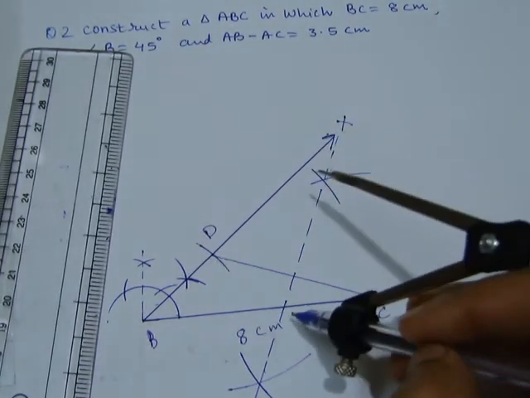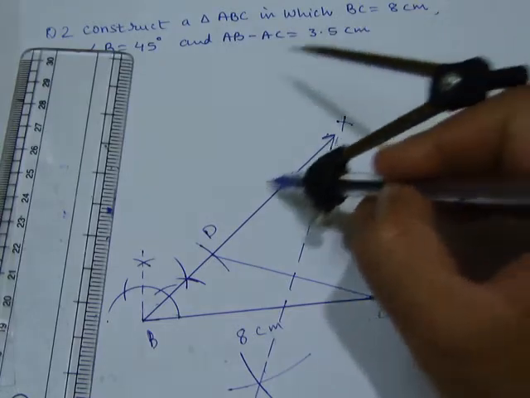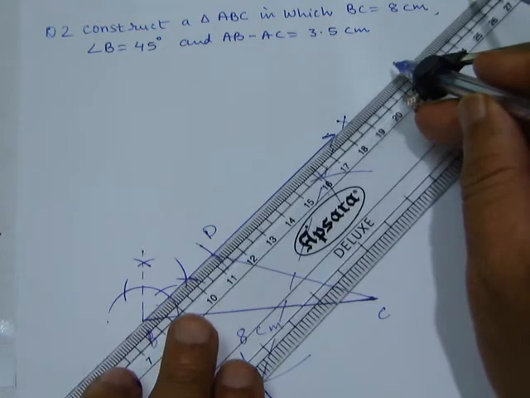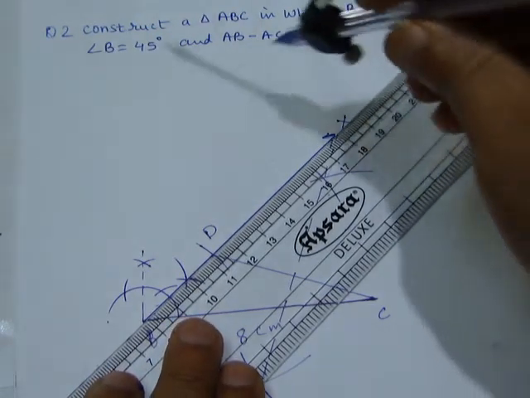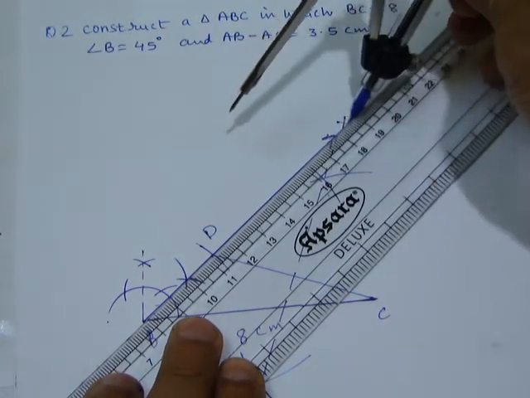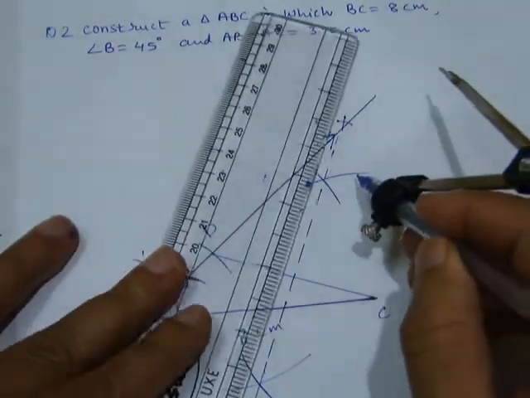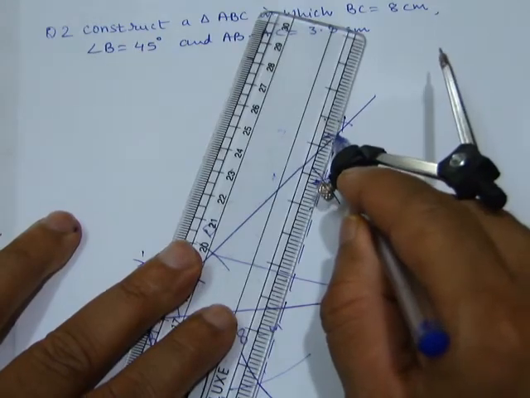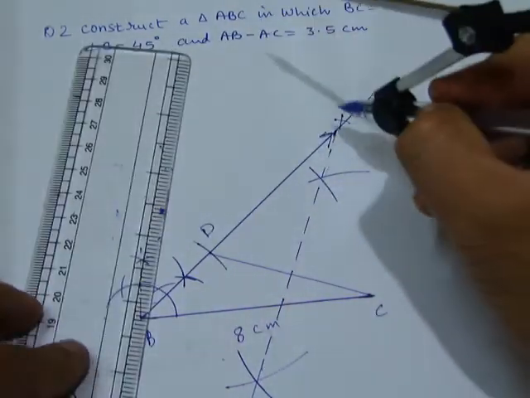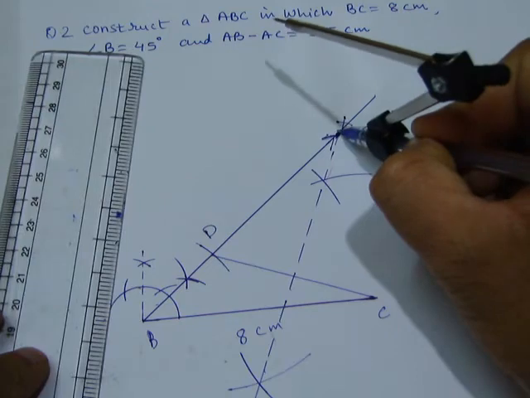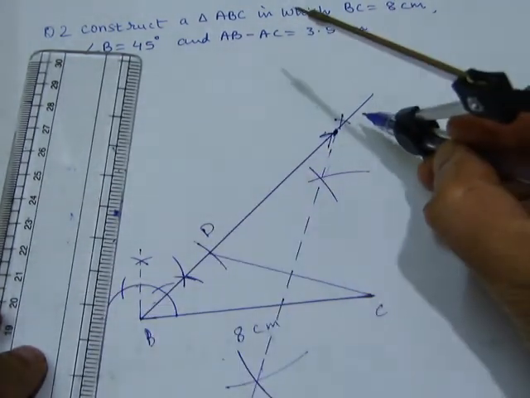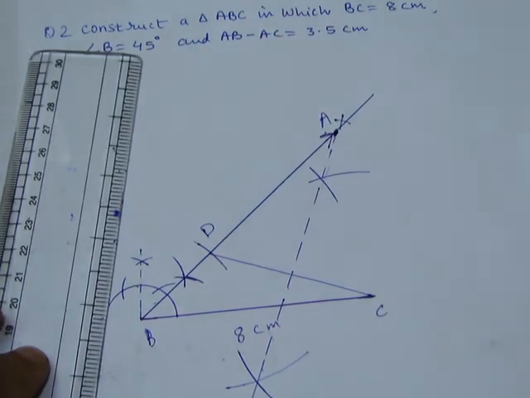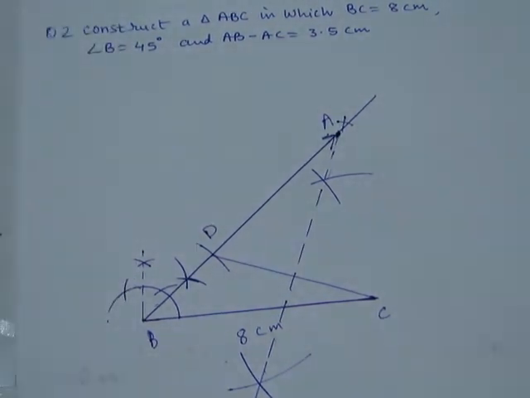Now we'll extend this perpendicular bisector further so that it can intersect this line BX. So if I extend this line a little bit, and this line a little bit, they intersect at this point. So this is the intersection point of this perpendicular bisector and this BX. Let us name this point as A. Then we join this A with C.